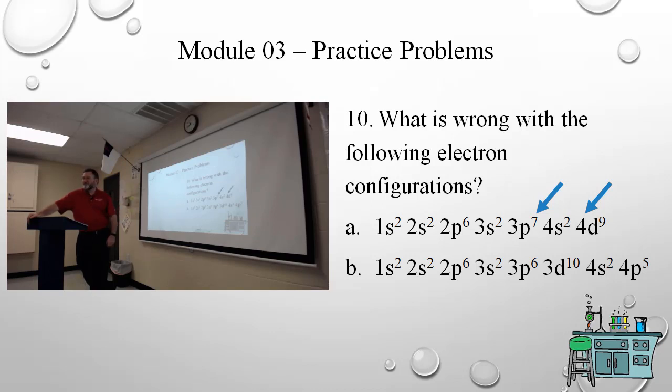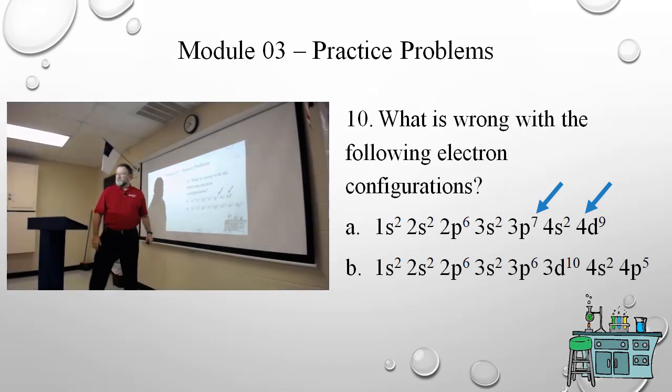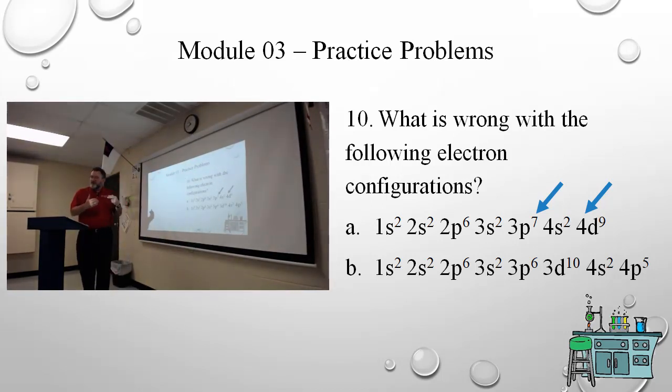And 3d9, not 4d. Because as you're filling, the d's are always one energy level lower than the preceding fill. So whatever the s is, the following d has to be one energy level lower. So it's 3p6, then 4s, then 3d.